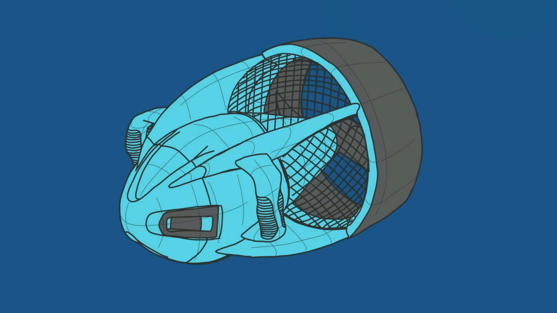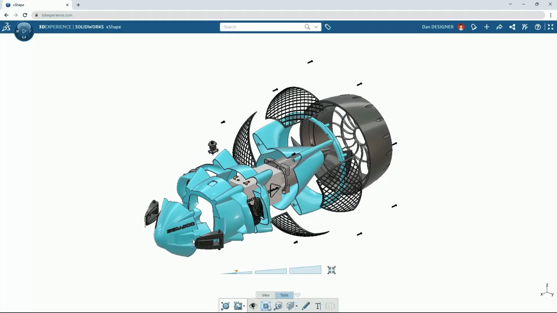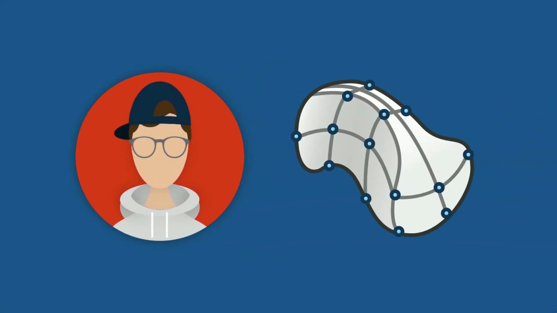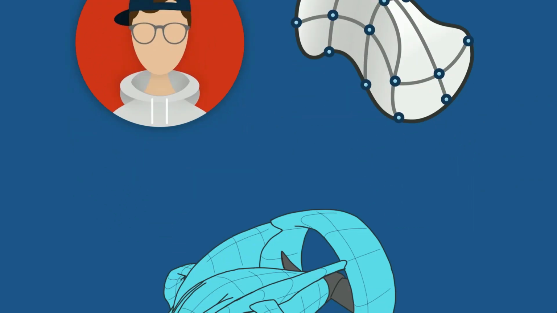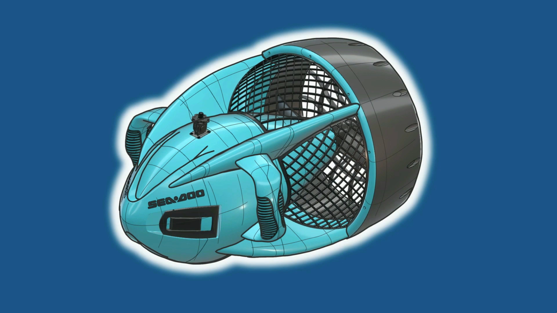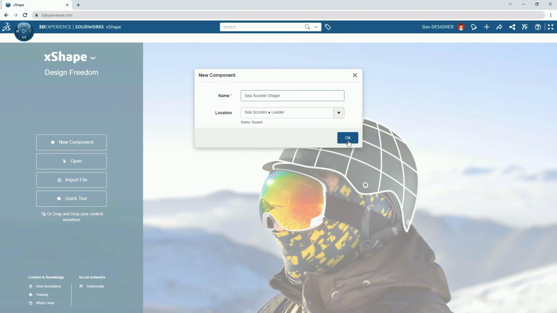Products today have more style and complexity than ever, but turning these exciting design ideas into functional CAD models can be difficult using our traditional modelling tools. In our example, we'll see how our designer can use xShape to sculpt a sleek and stylish exterior for the latest C-scooter design. Our new component starts with a few reference images.